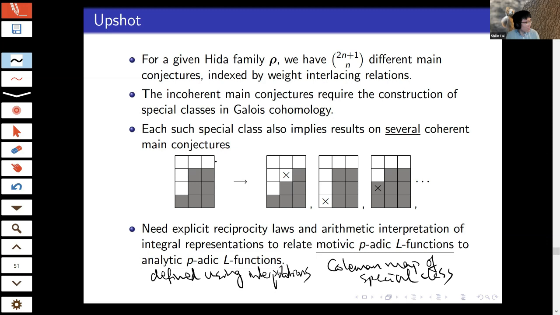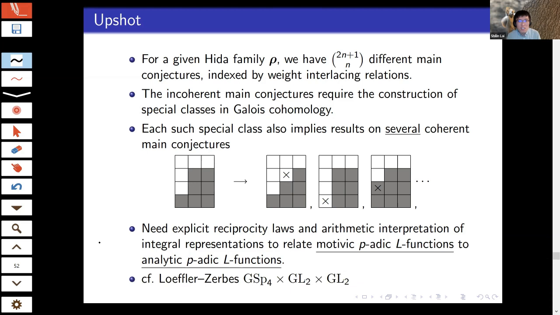As far as the results, as far as I can do, I expect something more, but yeah. Oh, right. This picture was also described by Loeffler-Thurbis in the case GSp4 close to GO2 close to GO2, which is a special case of the orthogonal GGP conjecture, which is just a Gross-Prasad conjecture. Because this is O4 and this is O5, essentially.